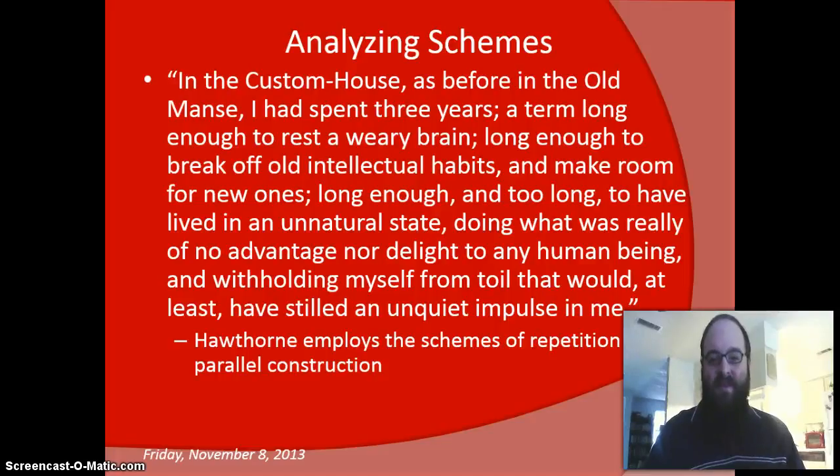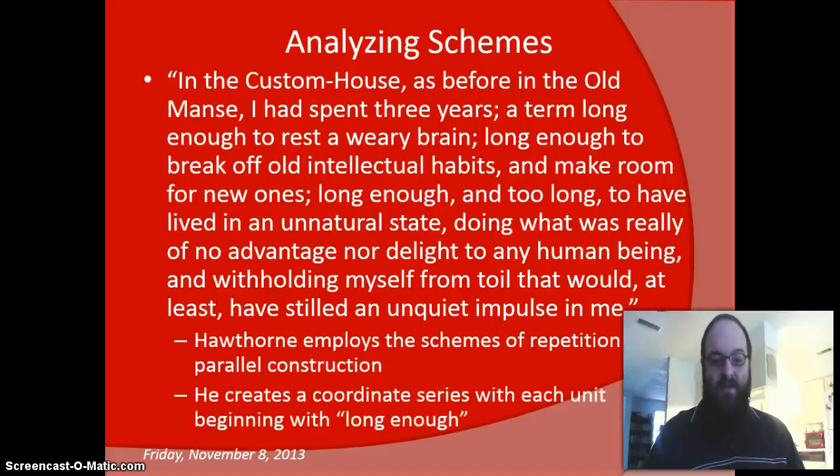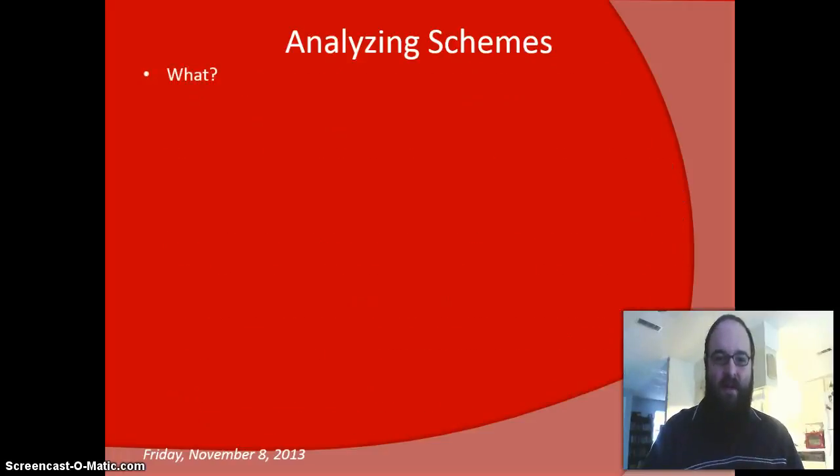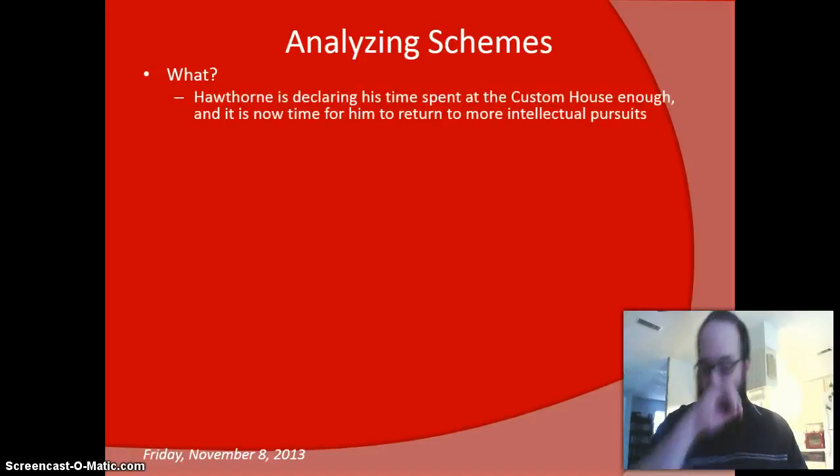Here Hawthorne employs the schemes of repetition and parallel construction, and he does this to create a coordinate series with three units, each unit beginning with the adverb phrase "long enough." So that's what he's doing here. Let's break this down into our three questions. What is he doing? Hawthorne is declaring his time spent at the Custom House to be enough, and saying that it's now time for him to return to more intellectual pursuits.